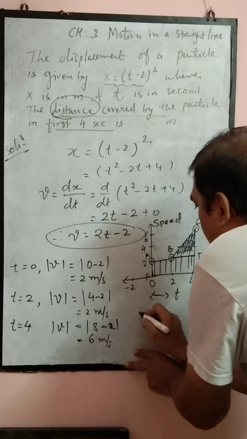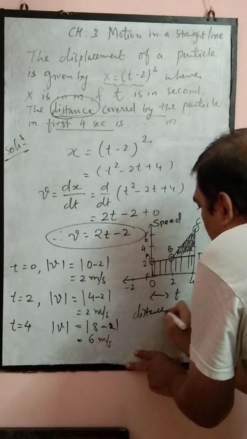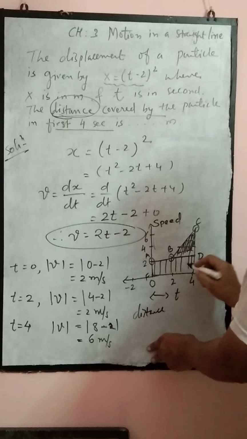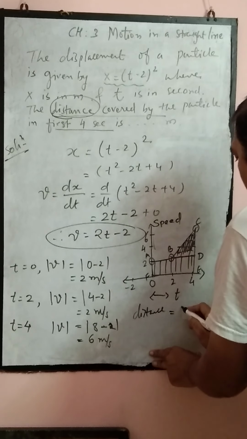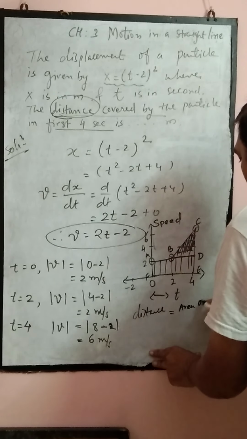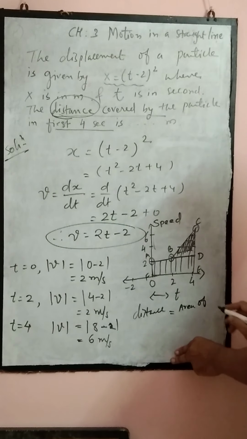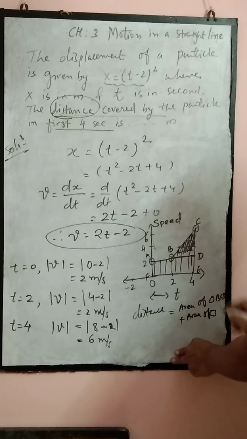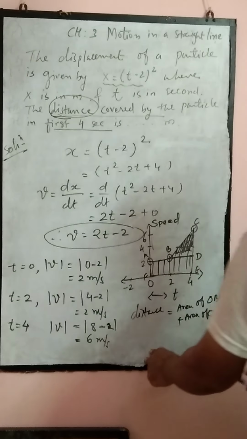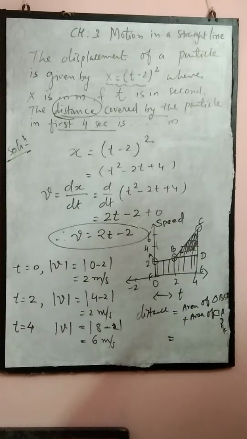So now here the distance covered in 4 seconds is the area shaded in these 4 seconds. So distance is equal to, what we can say, the area of triangle BCD plus the area of the rectangle, which rectangle? ADEF, ADEF.